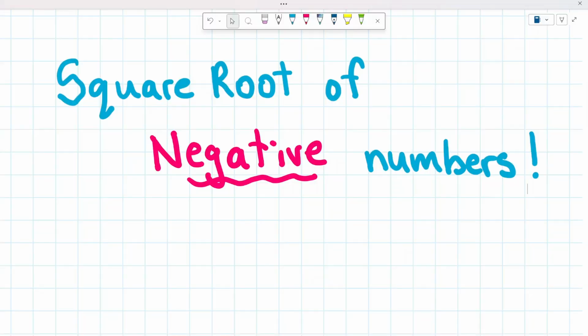Okay, so growing up, you probably heard your teacher tell you so many times that you cannot take the square root of negative numbers, that it does not exist. I'm going to tell you today that it actually does exist, but we have to open our eyes to the realm of complex and imaginary numbers. So that's what we're going to be working on today, and I'm going to show you some really cool examples.